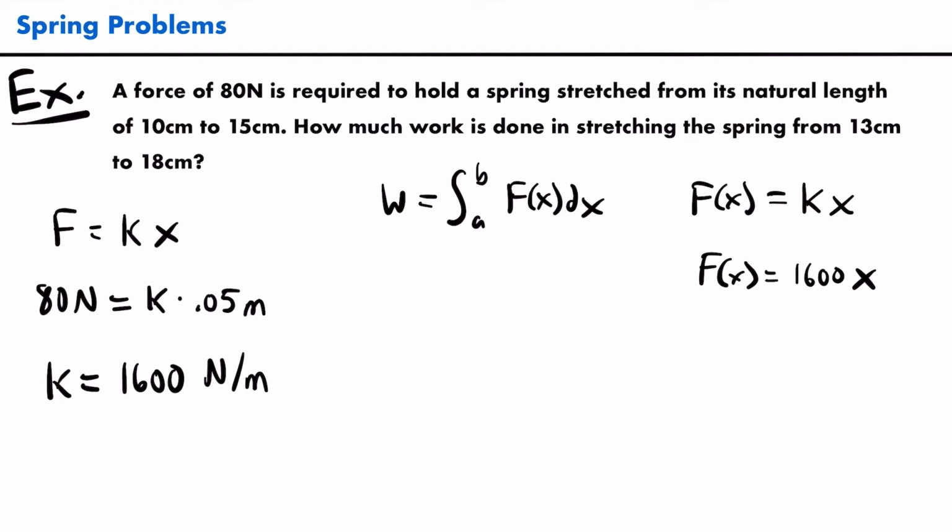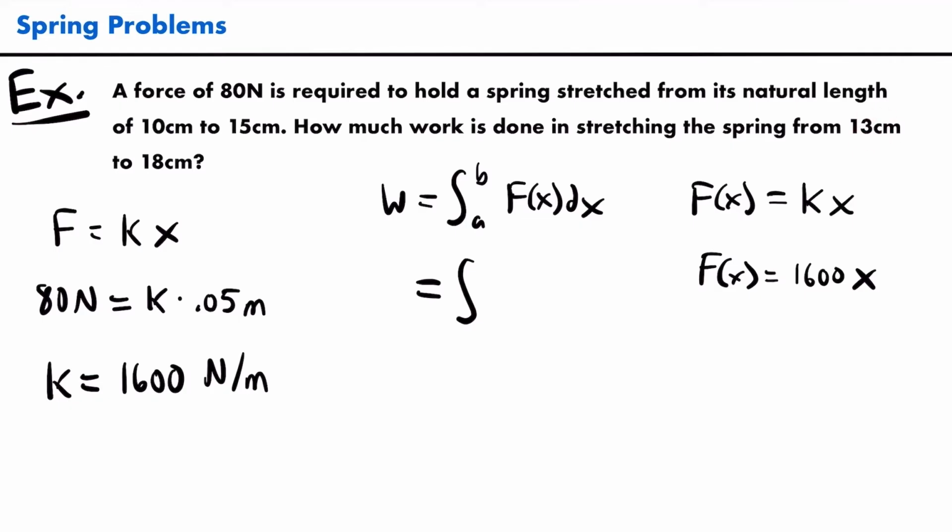We just now need to know what our bounds of integration will be. And remember, we want to know how much work is done in stretching the spring from 13 centimeters to 18 centimeters. But remember, the natural length of the spring is 10 centimeters. And so it's not going to be as simple as saying that the work is equal to the integral from 13 centimeters to 18 centimeters. Remember that we are measuring the distance or the displacement from the natural length of the spring, right? So 13 centimeters is 3 centimeters away from the natural length of 10 centimeters. And so that is going to be our lower bound, not 13, but 3 centimeters.